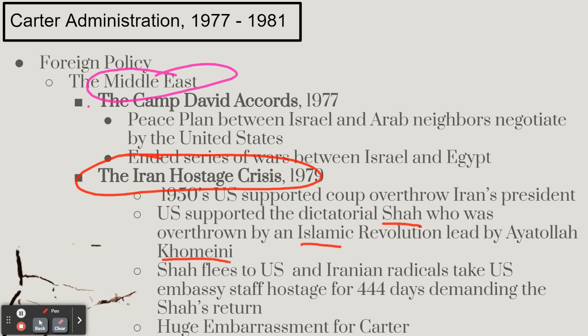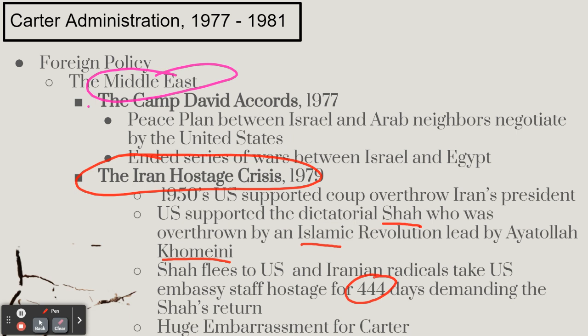Khomeini's supporters overtake the U.S. Embassy and they take the staff of the United States Embassy hostage for 444 days, pretty much the entire end of Carter's career. He tried to organize a rescue effort using U.S. special forces. The helicopters ended up crashing in the desert and killed a bunch of U.S. servicemen. He couldn't get negotiations to get the hostages back.